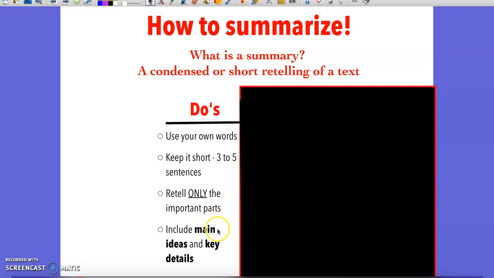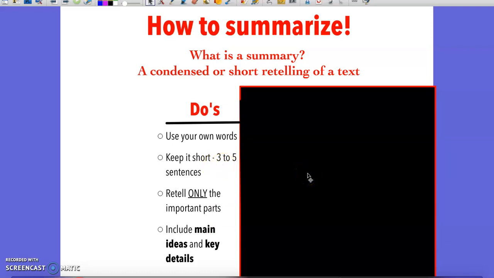That being said, we also want to make sure that we're including the main ideas and the key details. As I mentioned before, when we were looking to find the main idea of a text, it could also be from just a paragraph or a section. So a text could have more than one main idea. The summary is the place to write all of those main ideas and as many key details as possible, instead of just focusing on one or a few. Okay, so you're going to want to try and put as many of those important things in there, but not too long because we still want to keep it to 3 to 5 sentences.